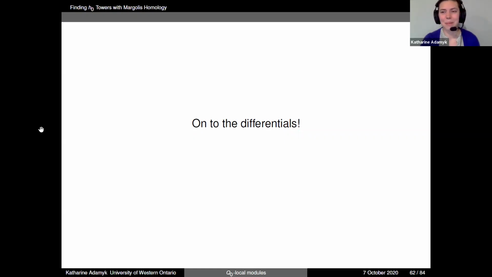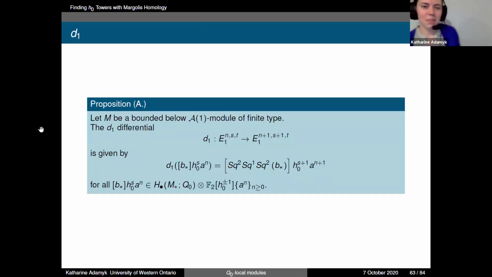Yeah, I can say a little bit about the differentials. So let's say I have a bounded below A1 module of finite type, not necessarily Q naught local. I can apply the spectral sequence to any A1 module. The D1 differential looks like this.